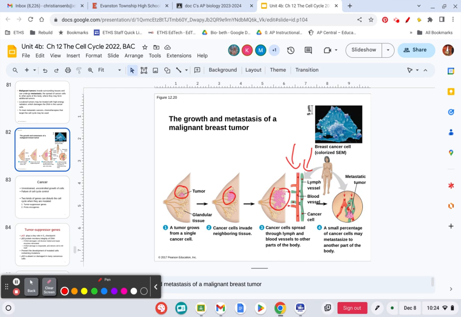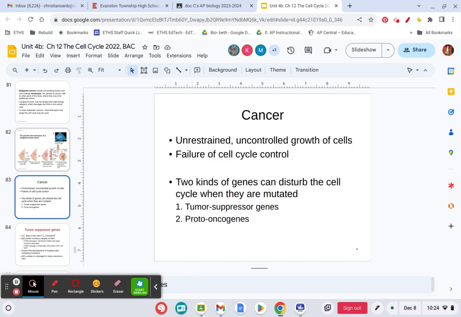Yeah, it's this kind of insidious thing. It kills us. It's our own body, our own cells, kind of killing us. So cancer, just defining it here, is unrestrained, uncontrolled growth of cells. The cell cycle doesn't stop.